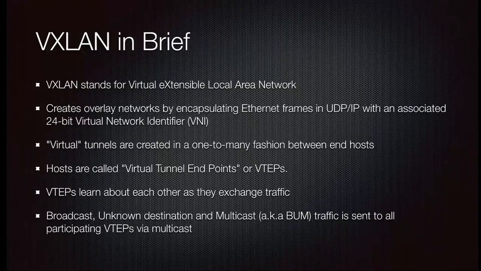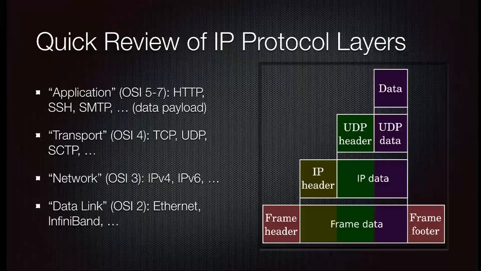You only set up a tunnel on one side, it's a virtual tunnel, and then they discover each other. Hosts are therefore called virtual tunnel endpoints, or VTEPs. You'll see that a lot if you read about VXLAN online. BUM traffic, broadcast, unicast, or multicast, is sent to everybody on the VNI via multicast. Otherwise, things are sent directly unicast.